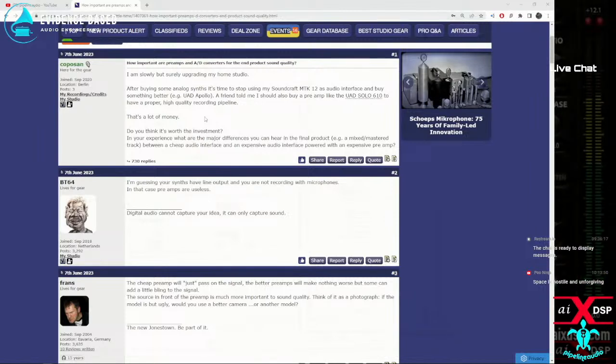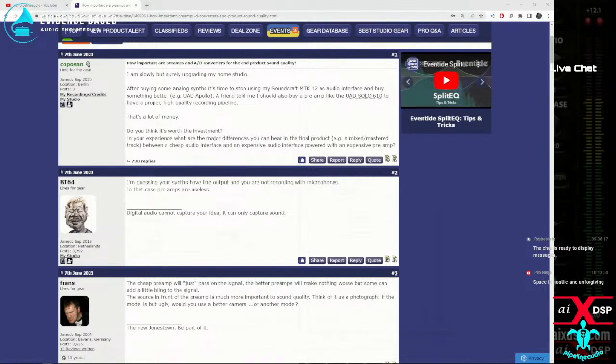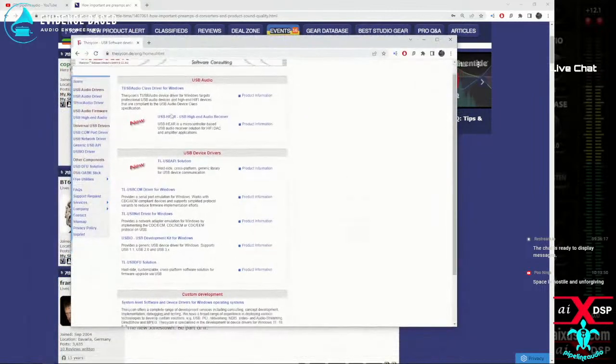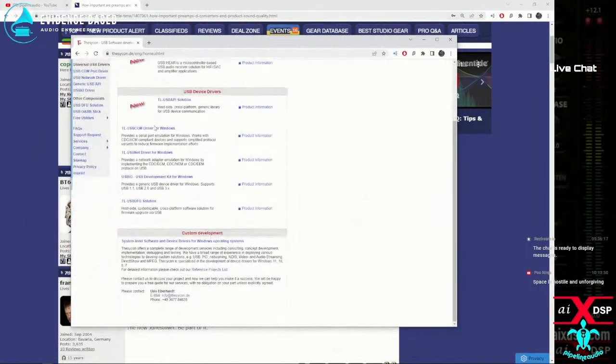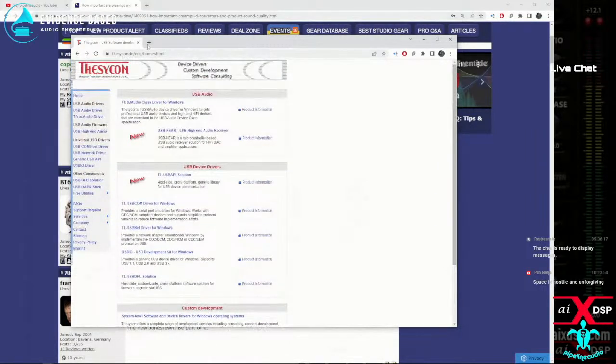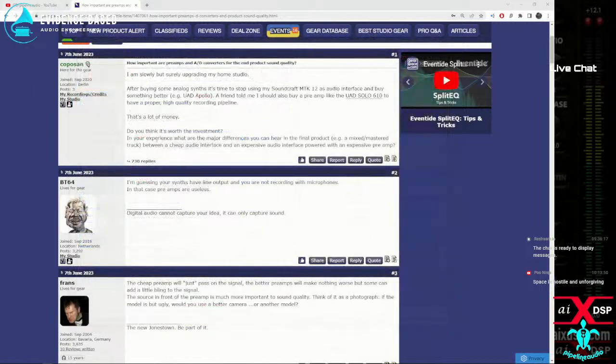The Soundcraft MTK almost certainly uses Thesycon drivers. Let's see if they give us a list. It's almost surely going to use these drivers right here, same as pretty much every other USB interface out there. And you're not really going to get that much better unless you go RME. Okay, so anyway.